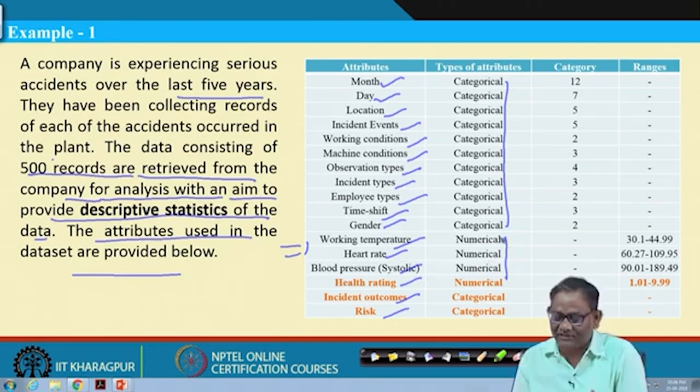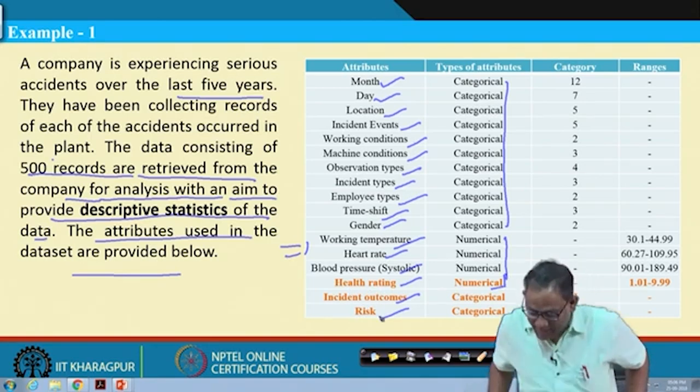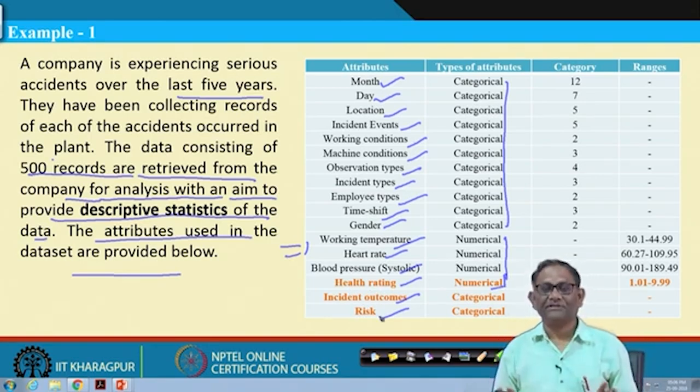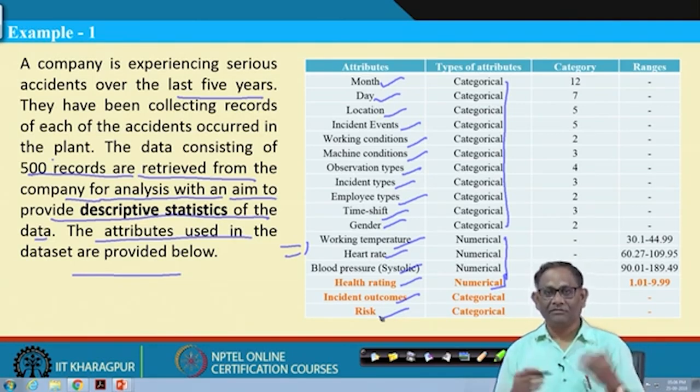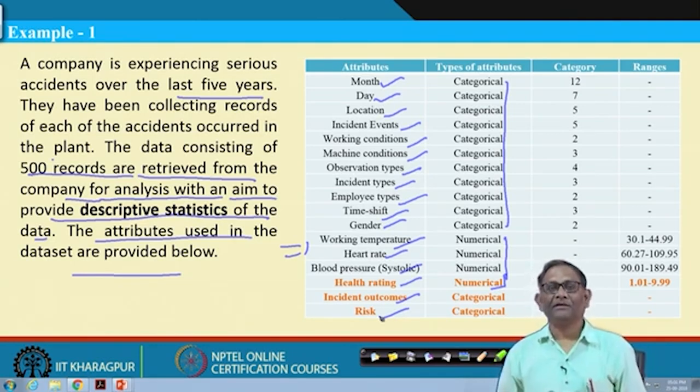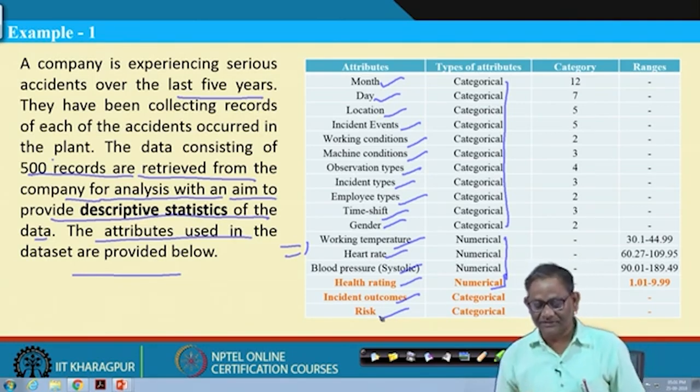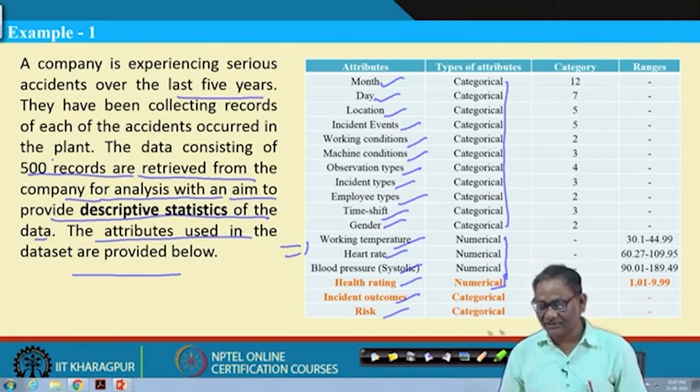So working temperature is related to the physical environment, heart rate and blood pressure are related to the victim, and health rating is also related to the victim, that is also numerical. Incident outcomes are basically what happened to the victim, and risk basically means the probability of that event happening times the severity. In some scale it is measured.